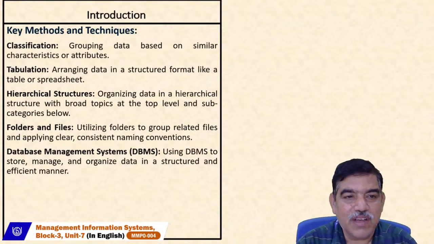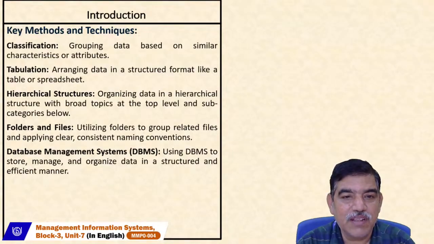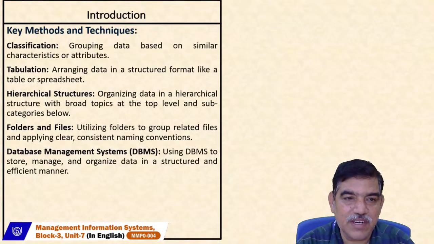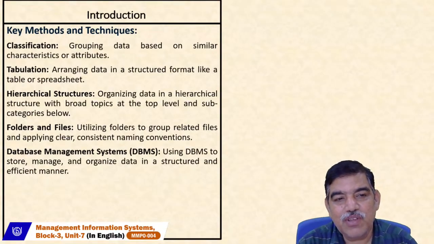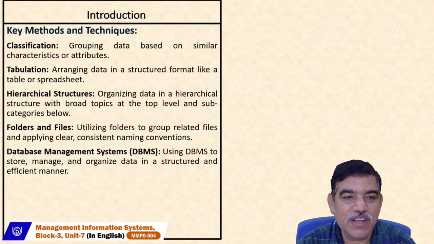Then tabulation: arranging data in a structured format like a table or spreadsheet. As we know, data is the raw facts and figures which are processed to generate information. Tabulation here means we can store our data in a row and column-wise manner. Rows are always records, columns are always fields. So we can arrange data in records and fields, so it is called a tabulated format.